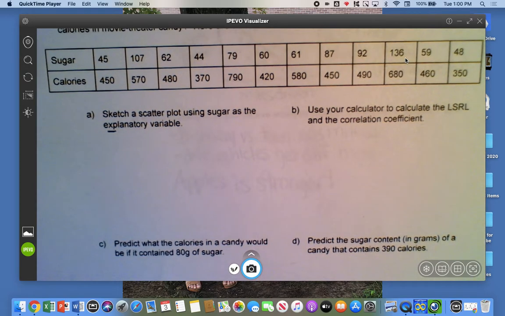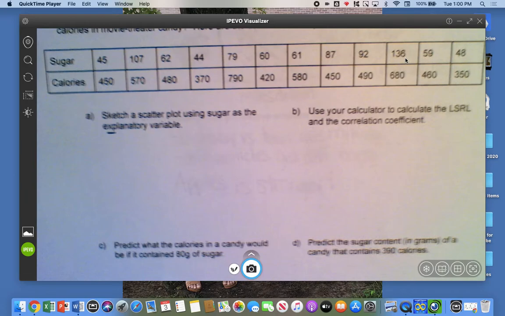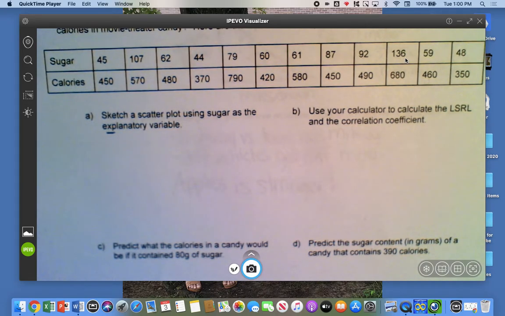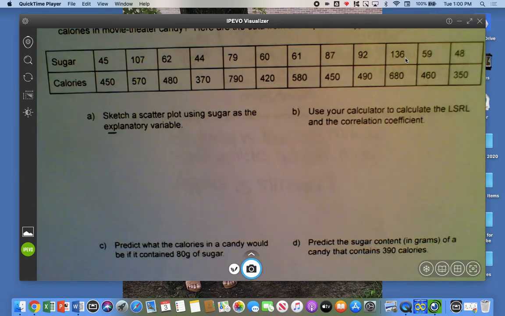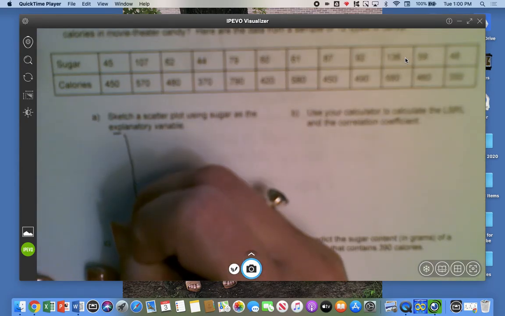I know there's an actual reason. I told you that when you were freshmen in Algebra 1. We did that in Algebra 1. Okay, let's see if we can get this to focus a little better. All right, so on this one, you are going to make a scatter plot.